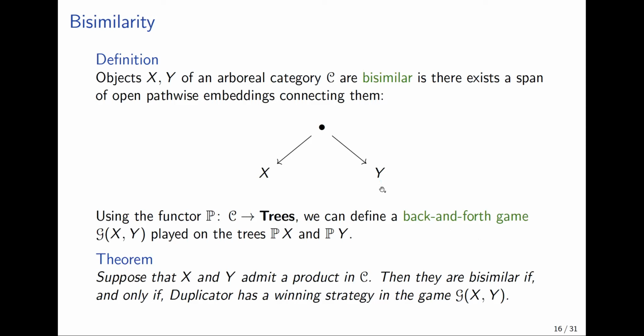And this game, if you instantiate it to the case of the coalgebras for the Ehrenfeucht-Fraïssé comonad, you recover precisely the Ehrenfeucht-Fraïssé game. If you do this for the pebbling comonad, you get pebble games and so forth. So this is an abstract notion of game which makes sense in any arboreal category, and it generalizes all these concrete notions of game. And the theorem says that assuming that X and Y admit a product in the category, then they are bisimilar if and only if Duplicator has a winning strategy in this game.